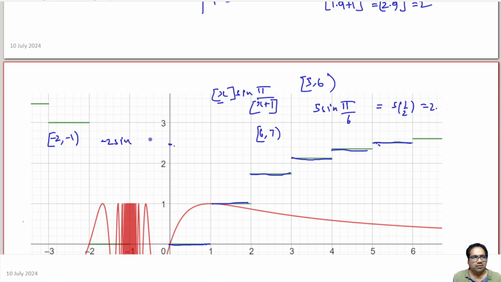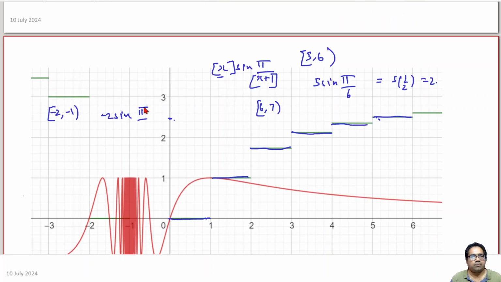Minus 2 sine 5 by some x plus 1, because we are talking about x plus 1 will lie somewhere in this range. So this one is pi by minus 1. Right, greatest integer function of x plus 1 is minus 1. So for example, if you are talking about minus 1.5, minus 1.5 plus 1 is equal to minus 0.5, which is equal to minus 1. Right, minus 2 sine pi, or minus 2 sine pi is anyway 0. So that's why it is like this.